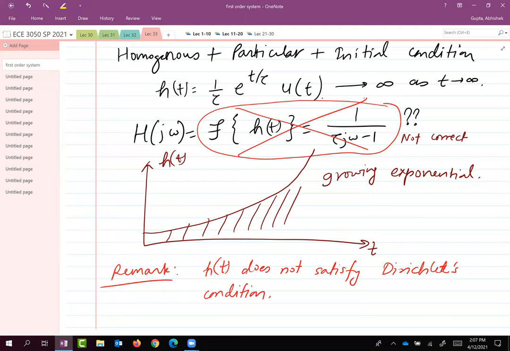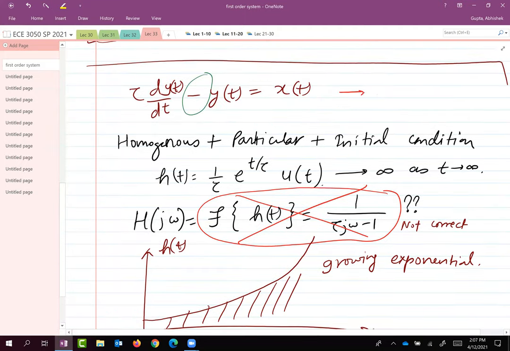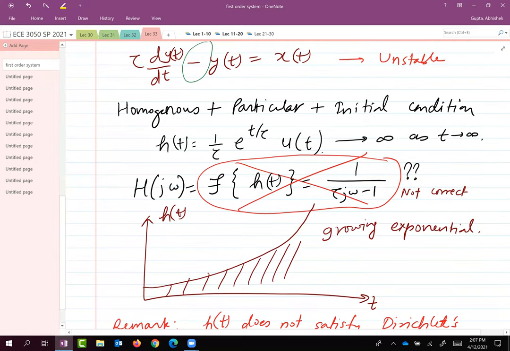So now we have a problem. If I have an unstable system, I can't talk about the frequency response and all the cool stuff that we did in the Fourier transform chapter. We can't say anything because it's unstable. So the Fourier transform is undefined for the impulse response of the system, and therefore the frequency response of the system is not well defined.